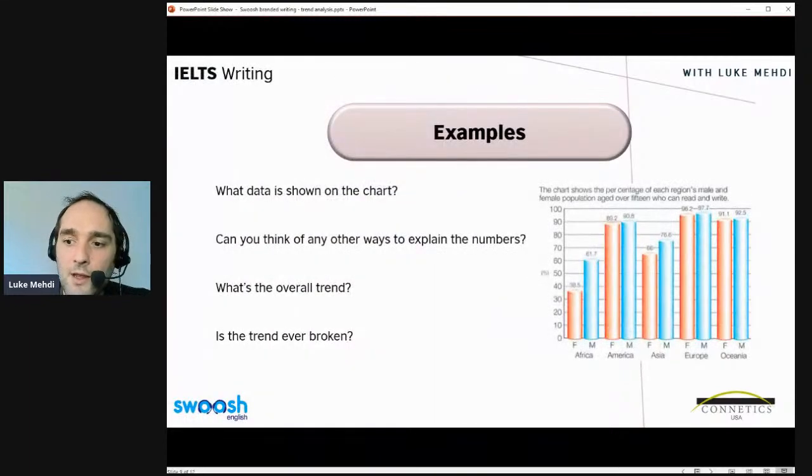Well done. And next one, this little bar chart here. So what data is shown on the bar chart? Again, think of other ways to explain the numbers. What's the overall trend, and is the trend ever broken? It's quite nice here because, well, I will tell you that in a minute. I'm about to give you an answer. So what data is shown on this chart? Can you think of other ways to explain the numbers? What's the overall trend? And is that trend ever broken? Or is it always true?